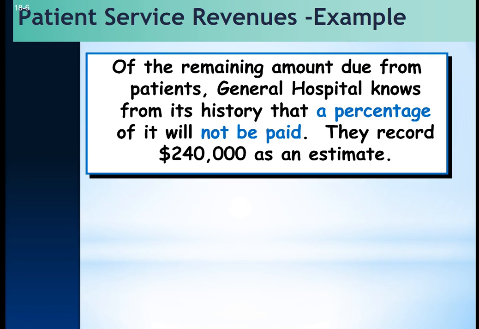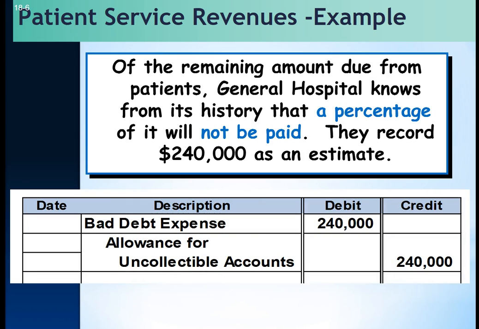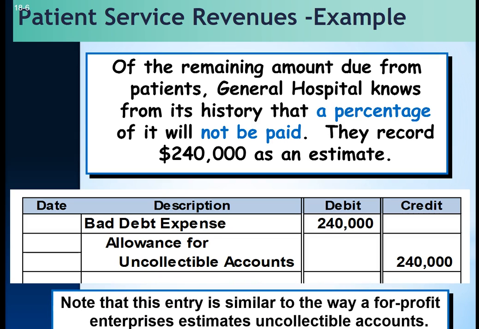Of the remaining amount due from the patient, General Hospital knows from its history that a percentage of it will not be paid. They record $240,000 as an estimate. So they're going to record bad debt expense of $240,000 and allowance for uncollectible accounts of $240,000. Note that this entry is similar to the way a for-profit enterprise estimates uncollectible accounts. So this is using an allowance method.